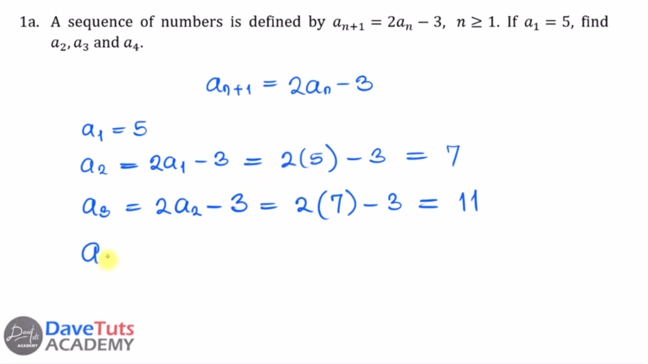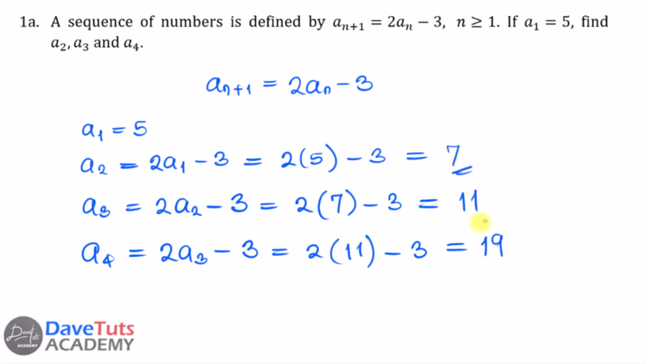So here we can say a4 is now going to be 2a3 minus 3, and that will be 2 times, what is a3? That is 11 minus 3. 2 times 11 is 22. 22 minus 3, that will be 19. Okay, and with that, all we are asked to find, a2 we got as 7, a3 we got as 11, a4 we got as 19. We've done that and our work is done and dusted.